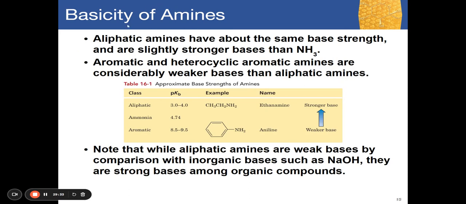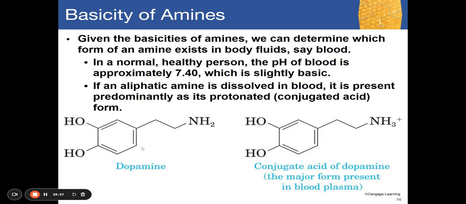So, basicity of your amines. Aliphatic amines have about the same base strength and are slightly stronger bases than ammonia. Aromatic and heterocyclic aromatic amines are considerably weaker bases than aliphatic amines. So the aromatic ones are weaker bases. Of course, the more linear ones are the stronger bases.